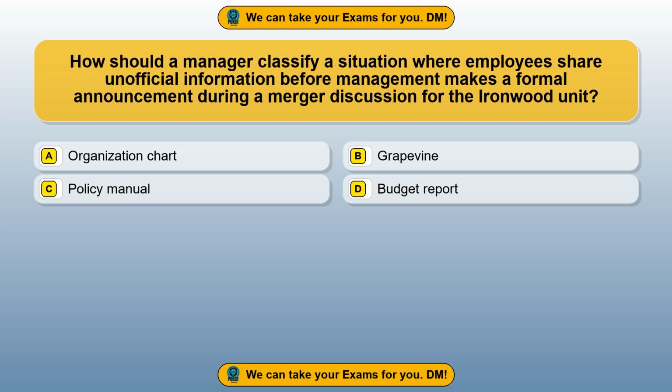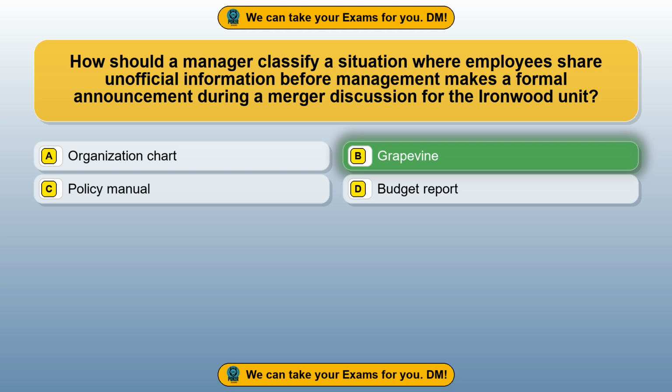Question 95. How should a manager classify a situation where employees share unofficial information before management makes a formal announcement during a merger discussion for the Ironwood unit? Option A, organization chart. Option B, grapevine. Option C, policy manual. Option D, budget report. The correct answer is option B, grapevine.